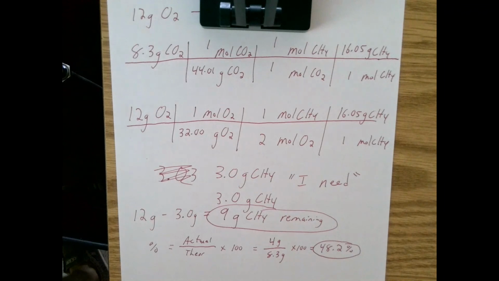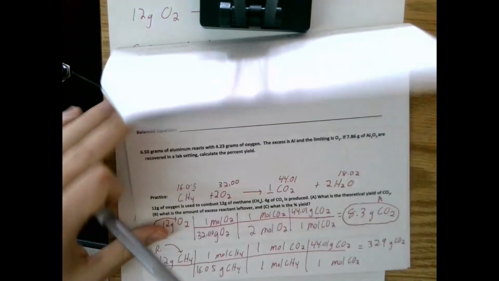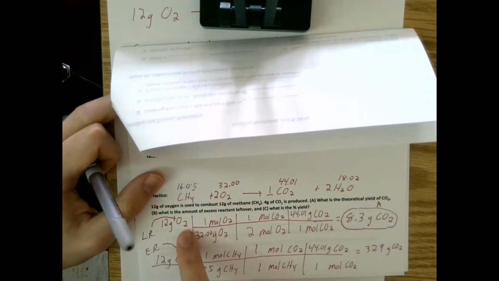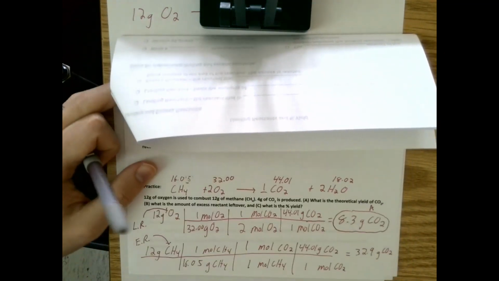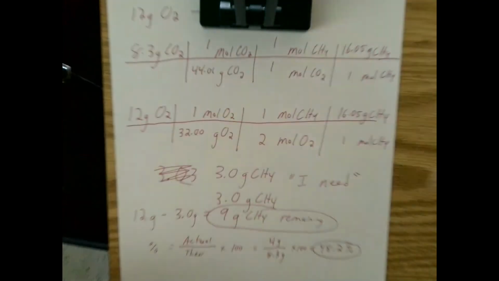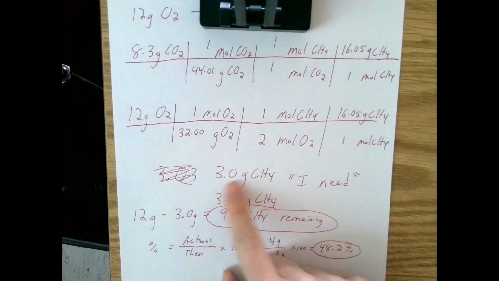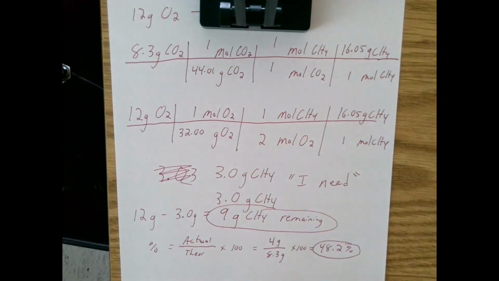Okay. So let's go back and think about what all I know now. Let's just label the facts that I've learned. Based on this situation, I'm going to run out of O2. I'm going to produce 8.3 grams of CO2. I'm going to use up 3 grams of CH4. I'm going to have 9 grams of CH4 left over. And based on the actual yield, my percent yield is 48.2%.